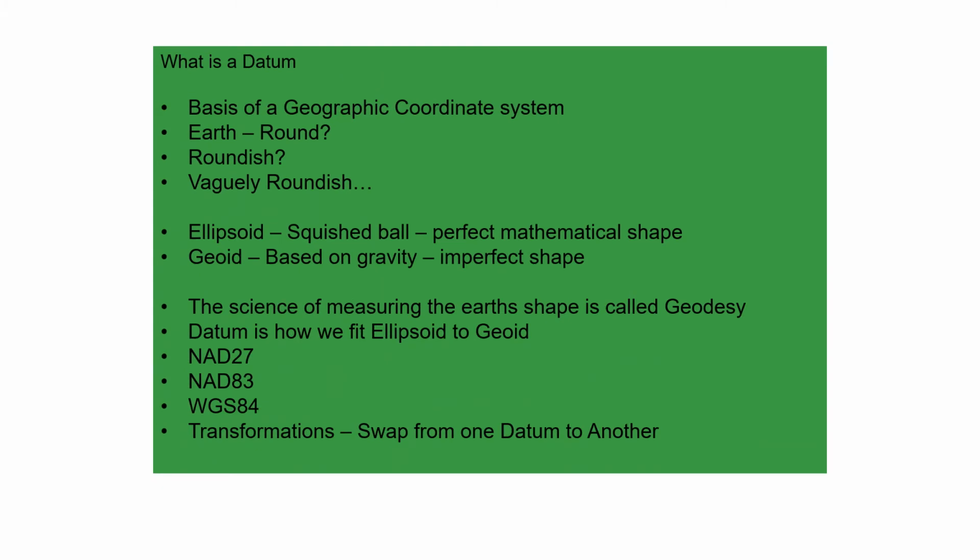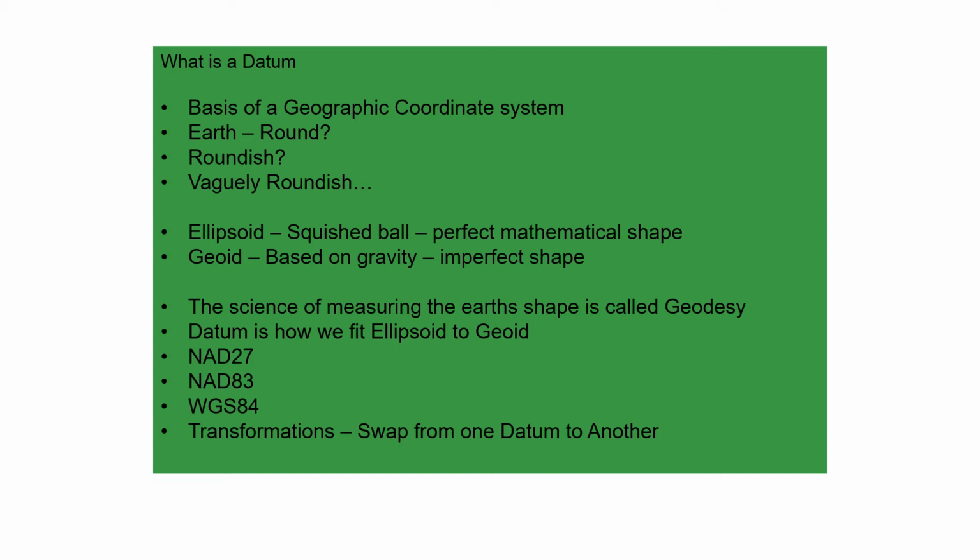If I ask you what a datum is, you should tell me it is how we fit a specific ellipsoid to a geoid. If I ask you what a geoid is, you're going to tell me it is a gravity-based imperfect shape for the surface of the Earth. And if I ask you what are some common datums that we use, NAD27, NAD83, WGS84, that should come to mind.